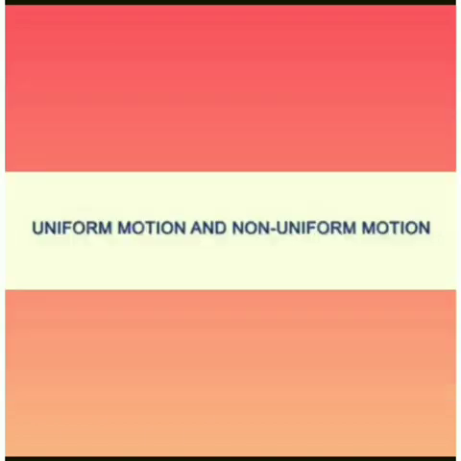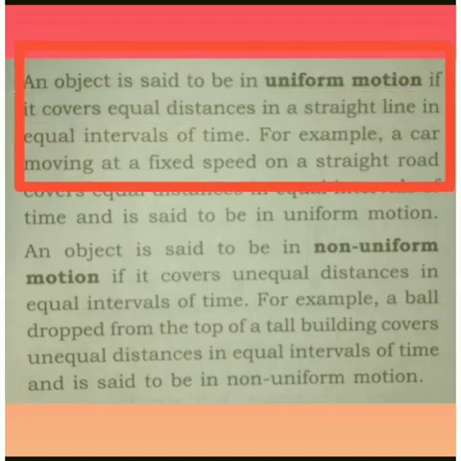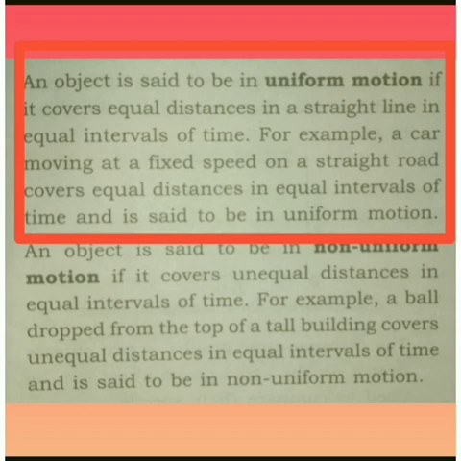Now come towards the next point, uniform motion and non-uniform motion. So what is uniform motion? An object is said to be in uniform motion if it covers equal distances in a straight line in equal intervals of time. For example, a car moving at a fixed speed on a straight road covers equal distances in equal intervals of time and is said to be in uniform motion.